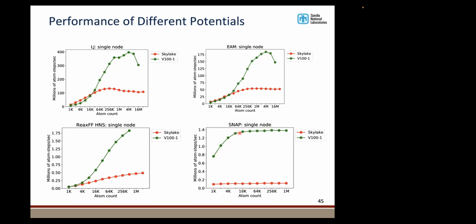Another aspect about SNAP is that it exposes a lot more parallelism. It's very expensive, and because it exposes more parallelism, you can use a lot fewer atoms. So you're saturated around 8,000 atoms. But with 8,000 atoms for Lennard-Jones, you're not even close to saturating the GPU.